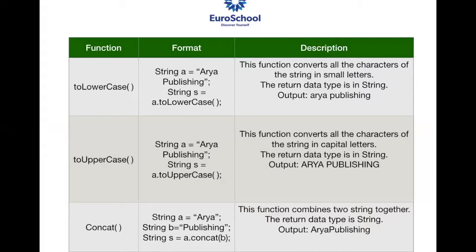If you see in the first one, toLowerCase, String A equals "Arya Publishing". Now the variable A has got the value Arya Publishing. So A, which has got the content Arya Publishing, dot toLowerCase. Whatever the value is, it's getting stored in string S. As you see, in Arya Publishing, A is capital and P is capital. Every other letter is small. So it will convert everything into small letters. Whatever is small will remain small, and whatever is capital will get converted to small.